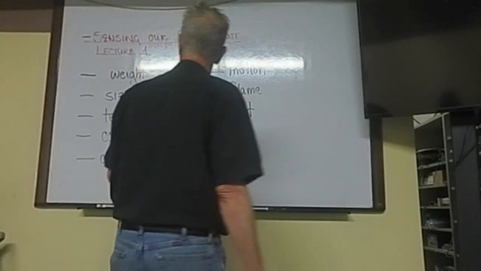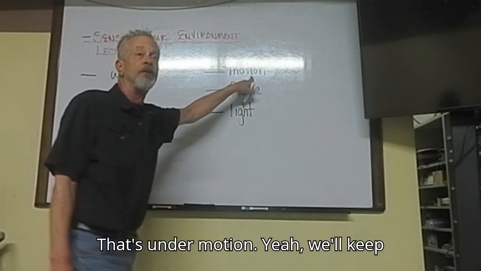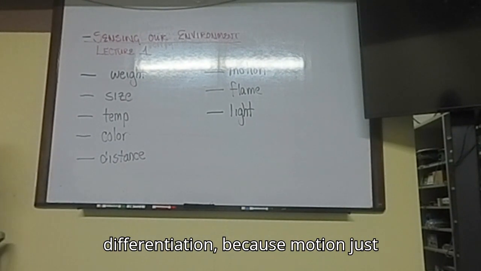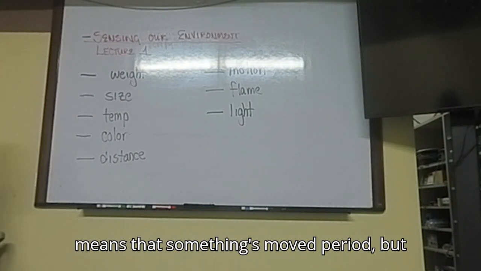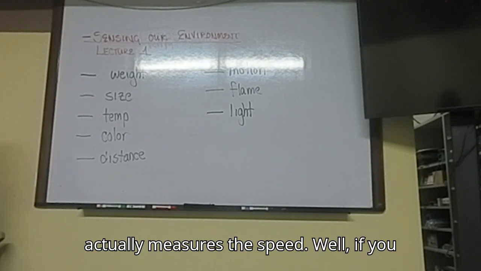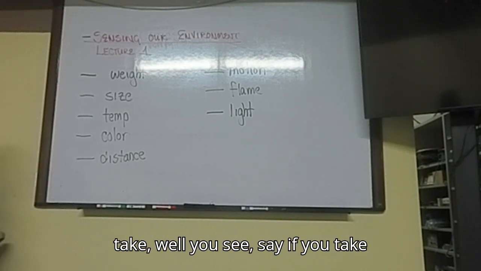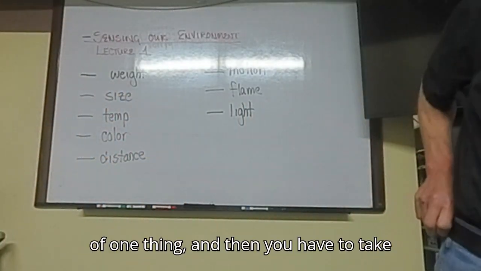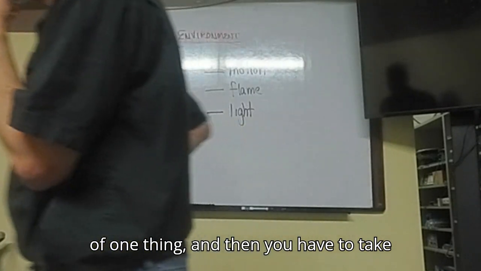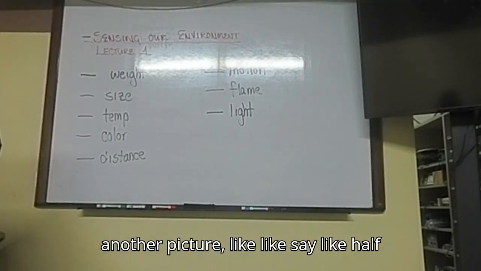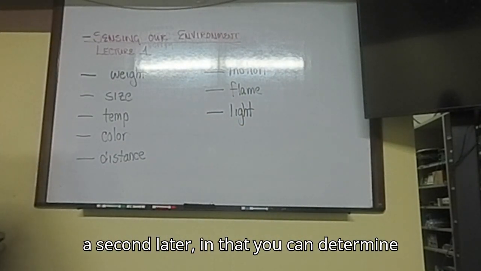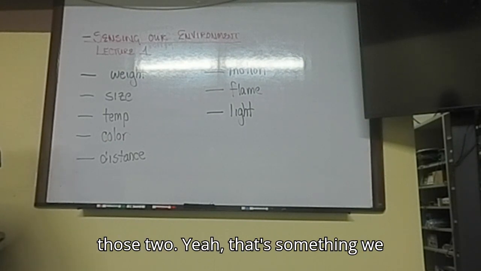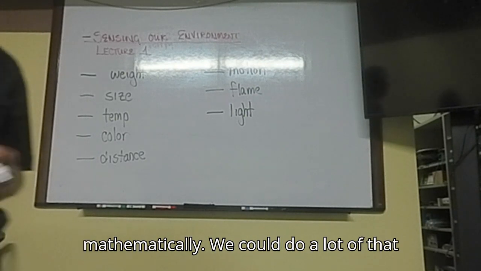Speed, that is true. That's under motion. Yeah, we'll keep that under motion. Well, it would be a differentiation, because motion just means that something has moved, period. But to actually measure speed, you have to calculate. Say you take a picture of one thing, and then take another picture half a second later. You can determine how fast it's moving based on the difference between those two frames. Yeah, that's something we would probably do mathematically.